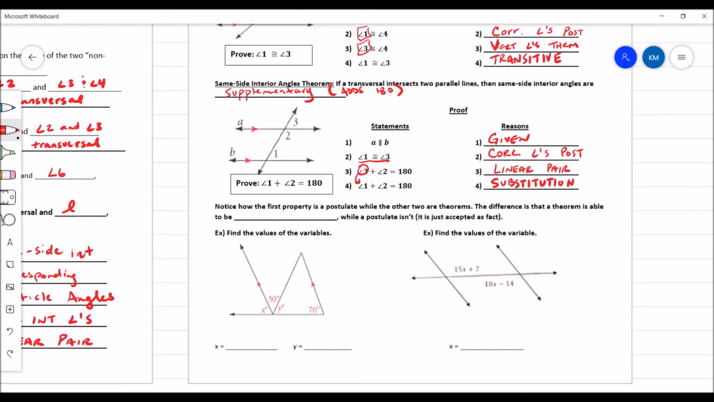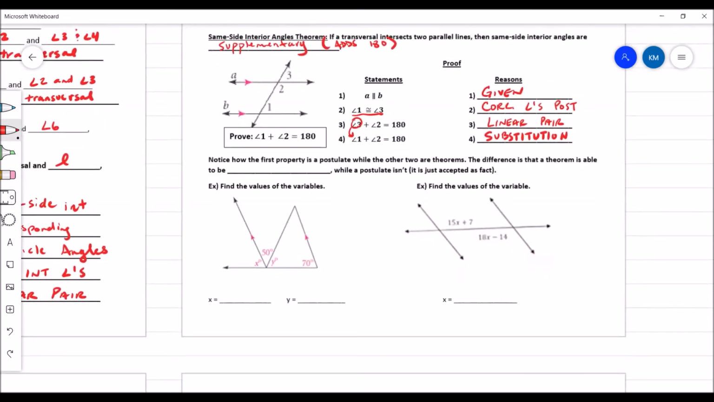Okay, so in both of these cases, we use the corresponding angles postulate, an accepted fact, to prove the same side interior angles theorem and the alternate interior angles theorem. Remember, that only works when our lines are parallel. Okay, again, notice how the first property is a postulate while the other two are theorems. The difference is that the theorem is able to be proven, while the postulate isn't. It's just an accepted fact.